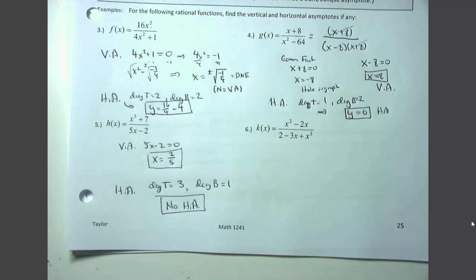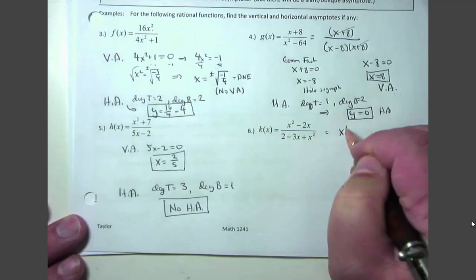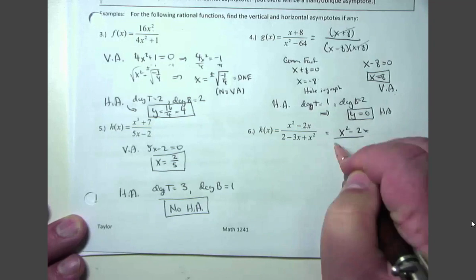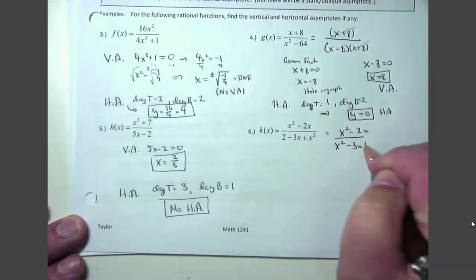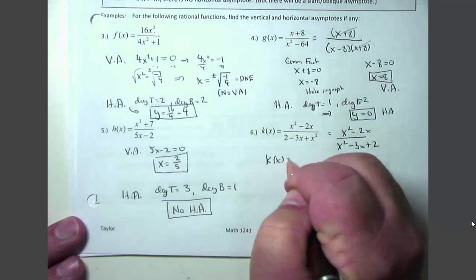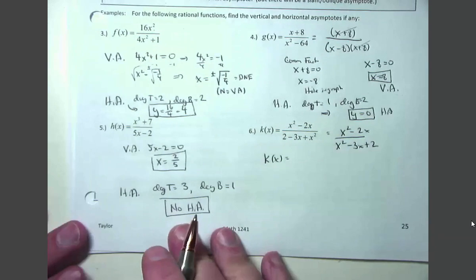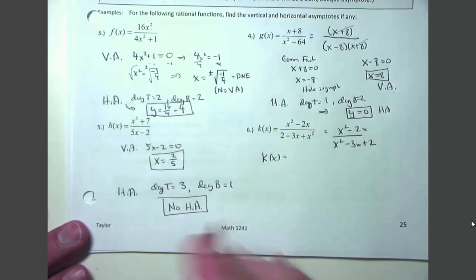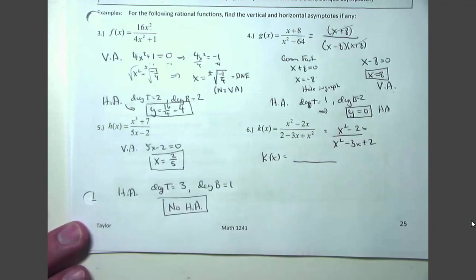Well, typically with polynomials, we like to write them in decreasing order because that's how we've done it since the seventh grade. So let's do it. This would be equal to x squared minus 2x divided by x squared minus 3x plus 2. And before I even look for vertical asymptotes, I can clearly see I can factor something out of the numerator and factor something out of the denominator.